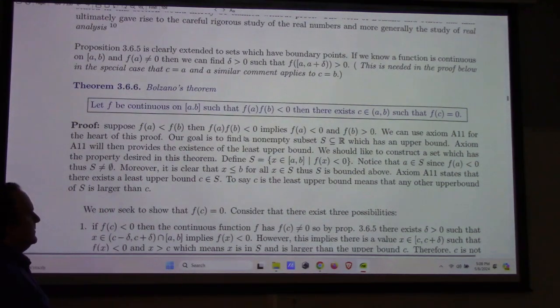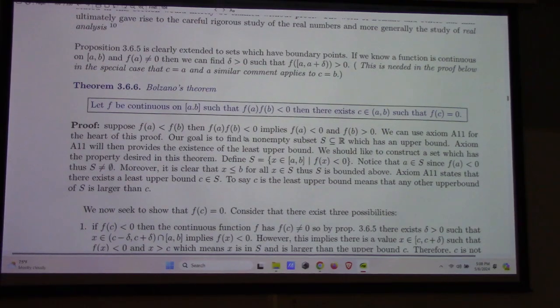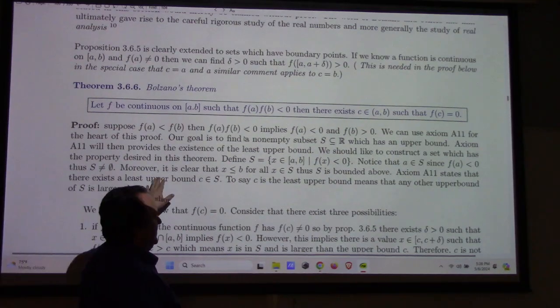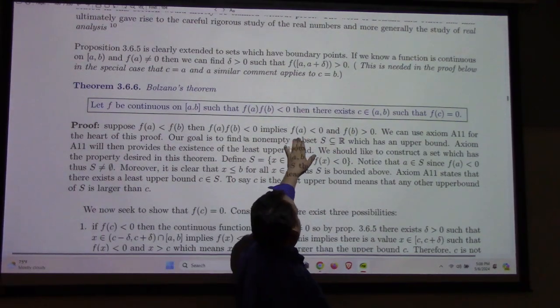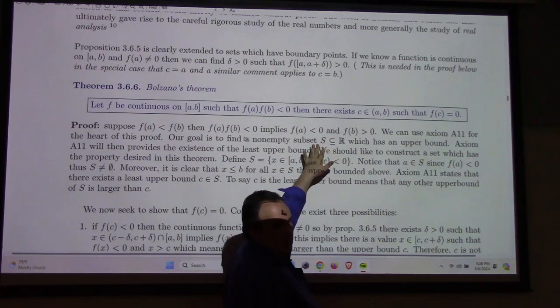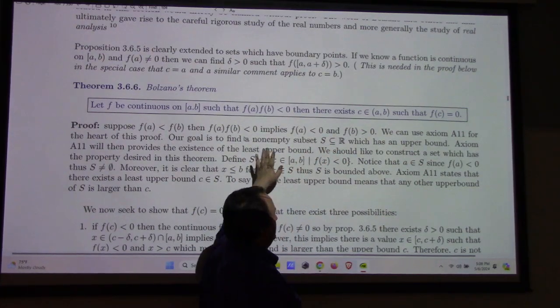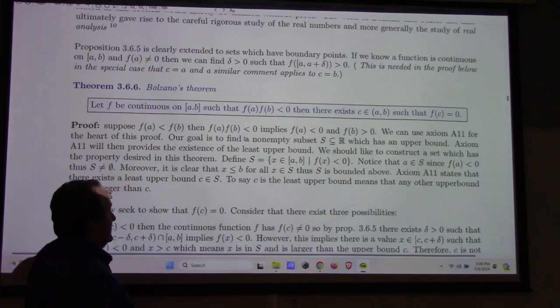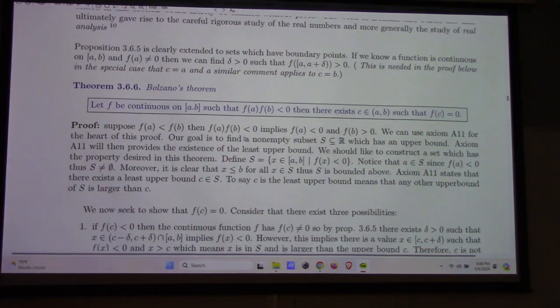All right, so here's the proof. I'm going to look at the specific instance that f(a) is less than 0 and f(b) is greater than 0, because if I can prove it in that case, we should be fine. We can easily adapt the proof to the other case once we do that case.